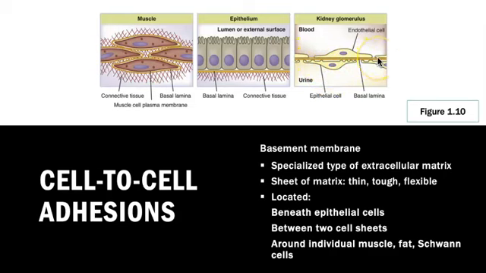And then we also have it surrounding individual muscle cells. These happen to be our smooth muscle cells over here, but they can also surround fat cells and our Schwann cells, the ones that make up the myelin sheaths for the axons of our neurons.